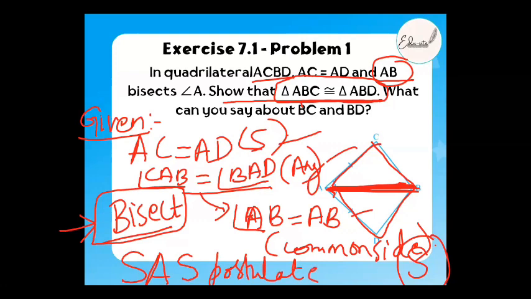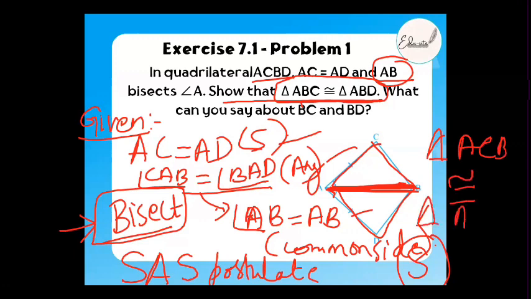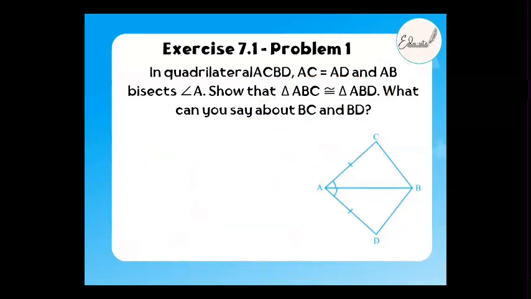And then what do you prove here, Laiba? That triangle ACB is congruent to triangle, which one? ABD. Excellent. Understood? Okay. Then they have told you, what can you say about BC and BD? BC and BD are equal. Why are they equal? Because they are CPCT. Very good. Corresponding parts of congruent triangles, right?